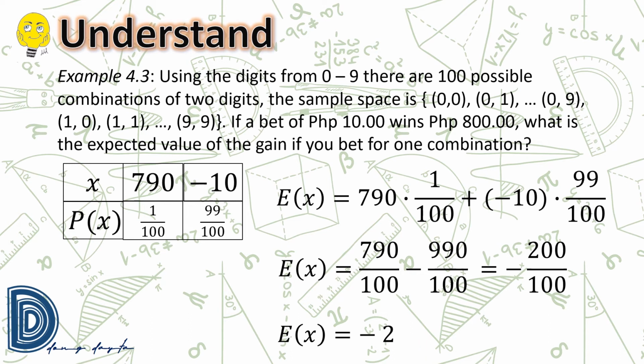This does not mean that you lose 2 pesos, since you can only win 800 pesos or lose 10 pesos on a bet. What this expectation means is that the average of the losses is 2 pesos for each of the 100 bettors. Here is another way of looking at this situation. If you bet for one combination, each time there is a game over a long period of time, the average loss would be 2 pesos per bet, since theoretically on the average you would win the prize money for each 100 bets made.